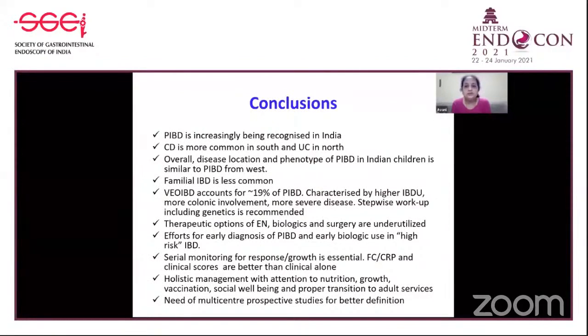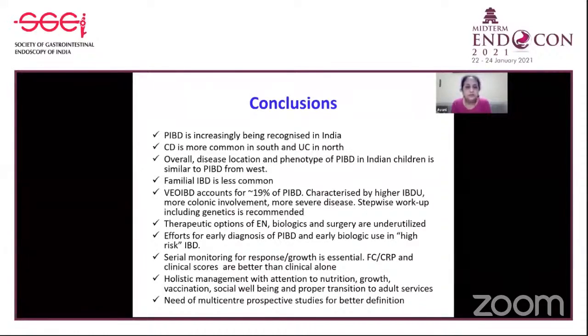VO-IBD group, and these children have higher prevalence of IBDU, more colonic involvement, more severe disease, and that is why a stepwise evaluation of the disease extent, the upper small bowel and the colon, and also a stepwise evaluation of this very early onset IBD group, including genetics, is essential for a correct diagnosis so that you can identify those who have a monogenic disorder.